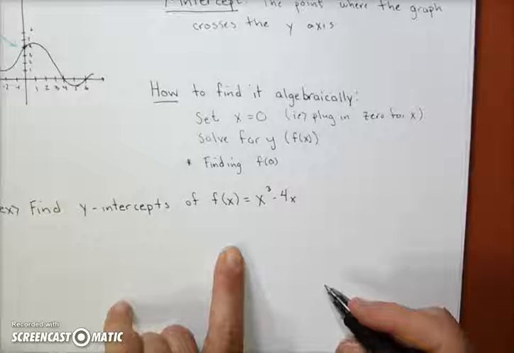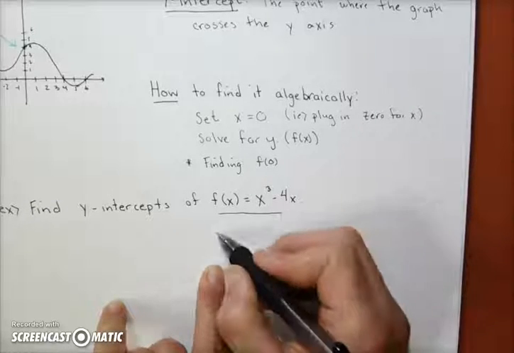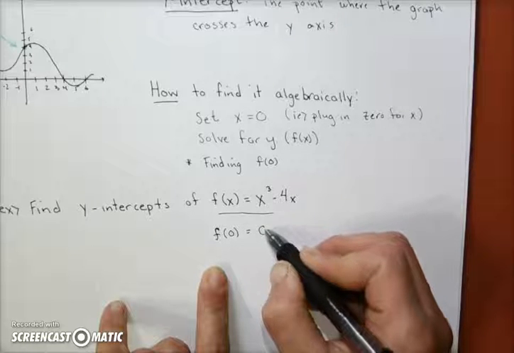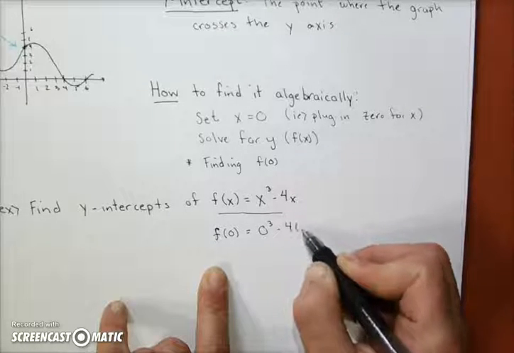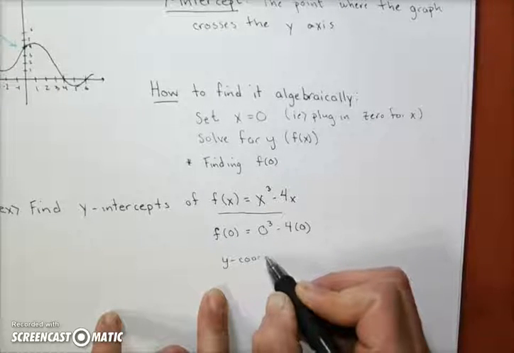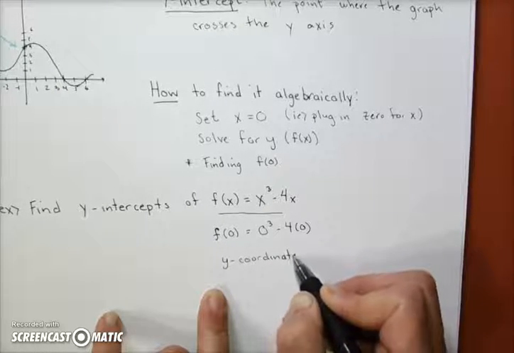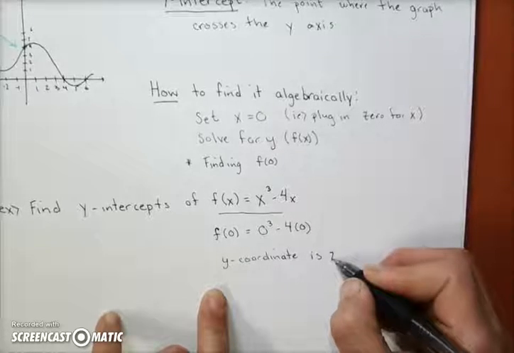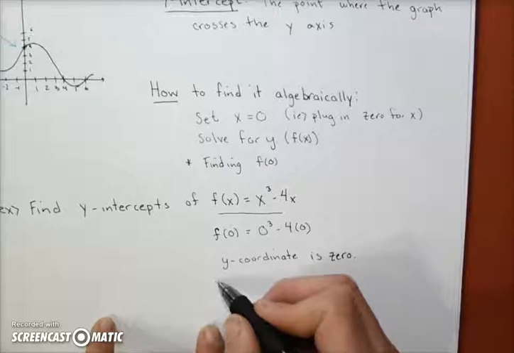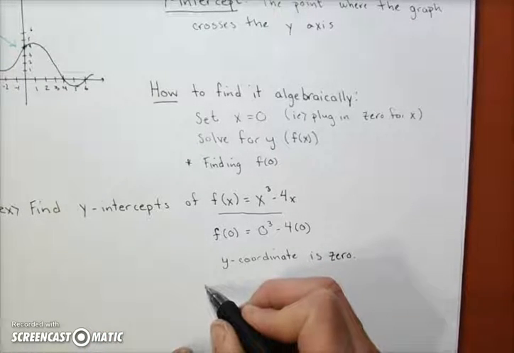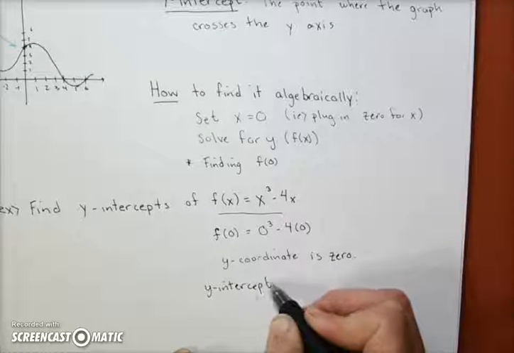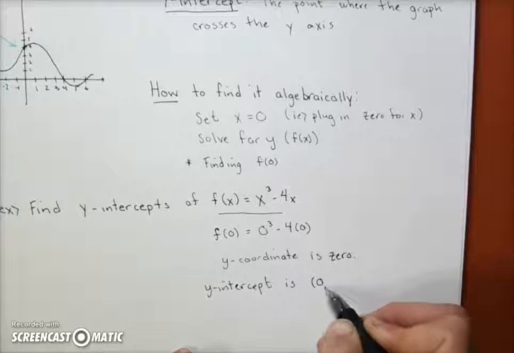So to find the y-intercept of this same example, I'm going to look at f of 0. So that will be 0 cubed minus 4 times 0. So that says the y-coordinate of the intercept is 0. And we know that the x-coordinate was already 0. So the y-intercept is 0, 0.